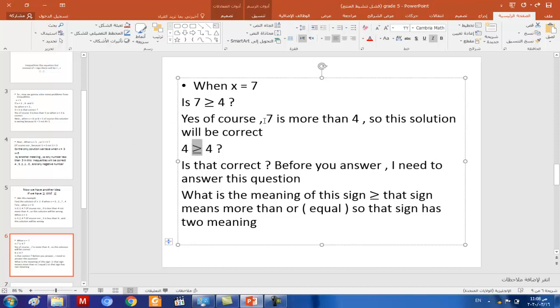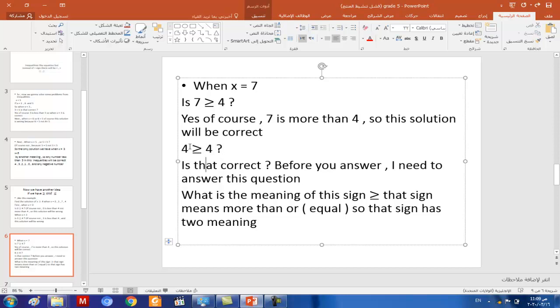So in the case of 7, 7 is more than 4, it's correct. Why? Because the number on the left side is more than the number on the right side. But here, is 4 more than 4? Of course not. But we have another possibility for the solution. What is that? That is more than or equal.